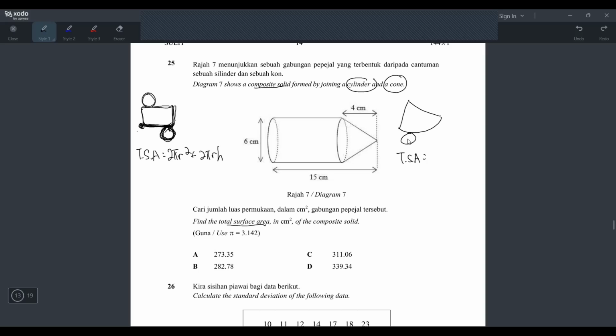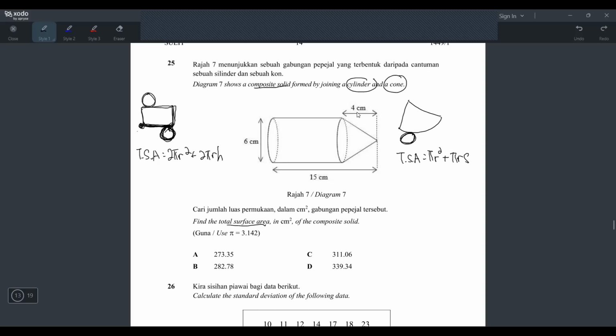The total surface area. There is one circle, so you know area of circle, how you find it? Pi r square. And then what about this weird shape? Okay, this one is pi rs. I'll straight away tell you pi rs. Okay, pi rs means what? Okay, pi is pi lah, and then r is the radius, and then s is the slanted height.